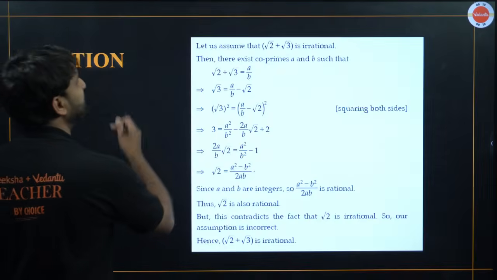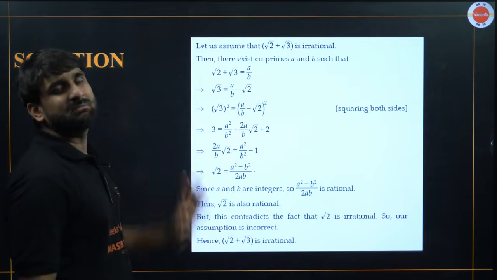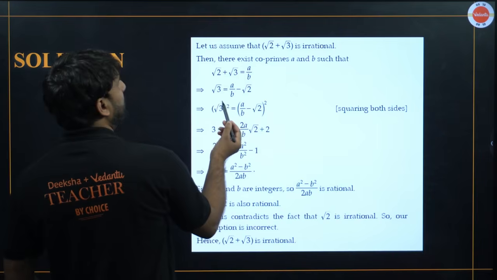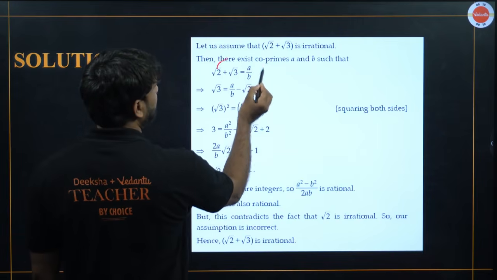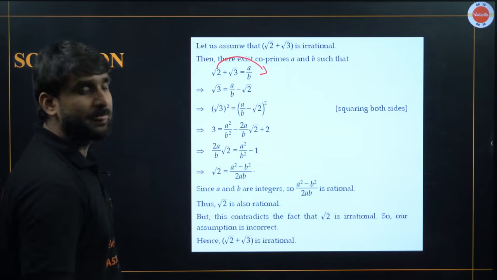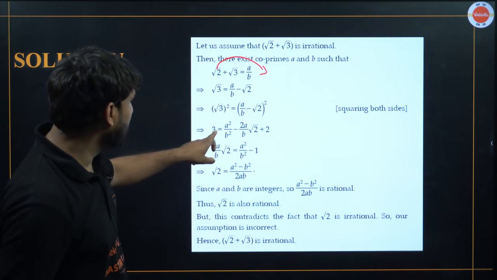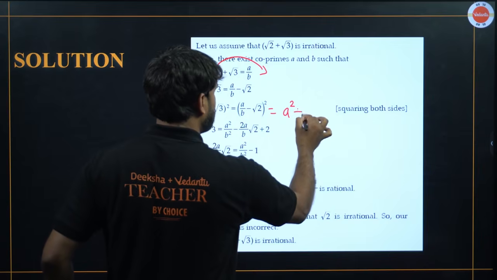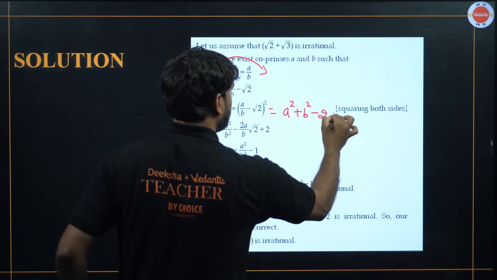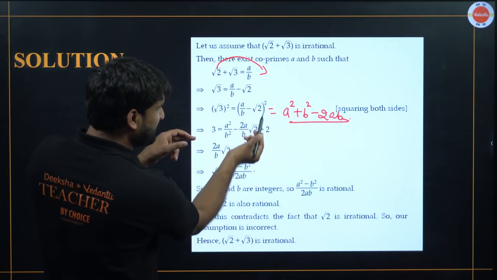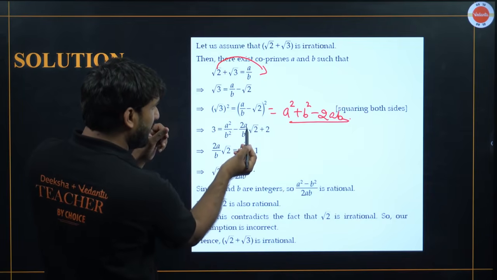So what you have to do in such a question? Again, let this number be a rational number. So we can write A by B. Now, what you have to do? Take one root this side: A by B minus root 2. Now squaring both sides, we are getting 3, and this is A by B minus root 2 whole square. So A minus B whole square will be A square plus B square minus 2AB.